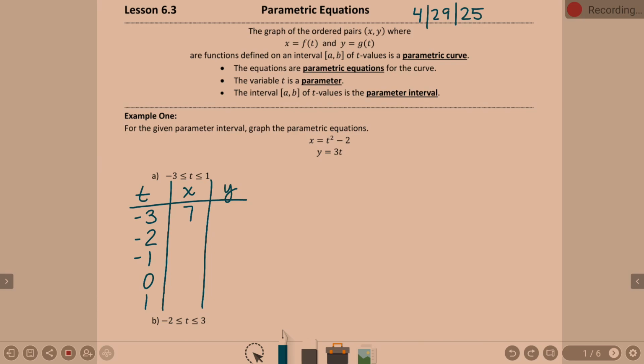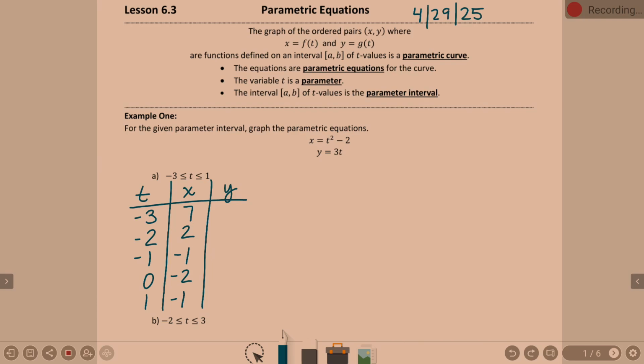Okay, I'm going to keep working on my x values. So -2 squared minus 2. -2 squared is 4, minus 2 is 2. -1. -1 squared minus 2. -1 squared is 1, and 1 minus 2 is -1. 0. 0 squared minus 2? -2. And 1 squared minus 2? 1 minus 2 is -1.